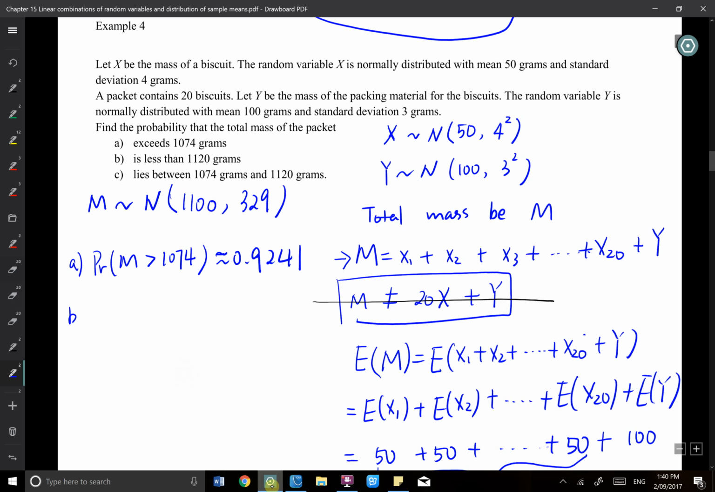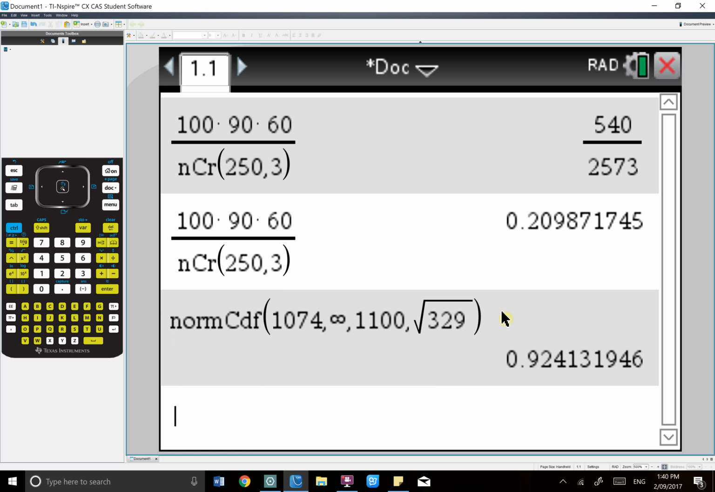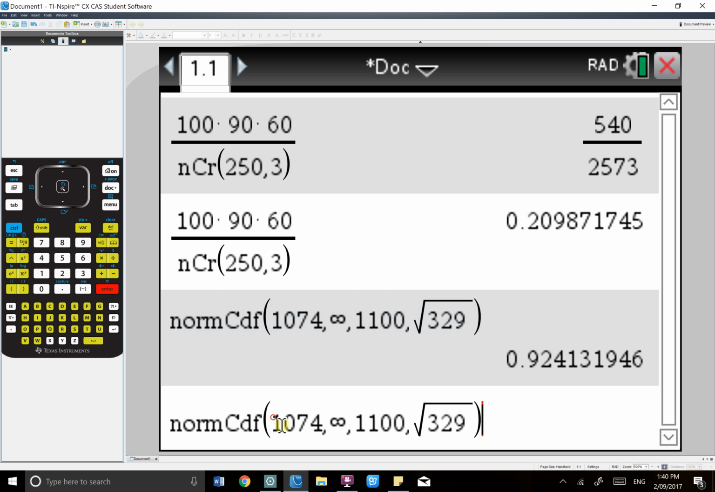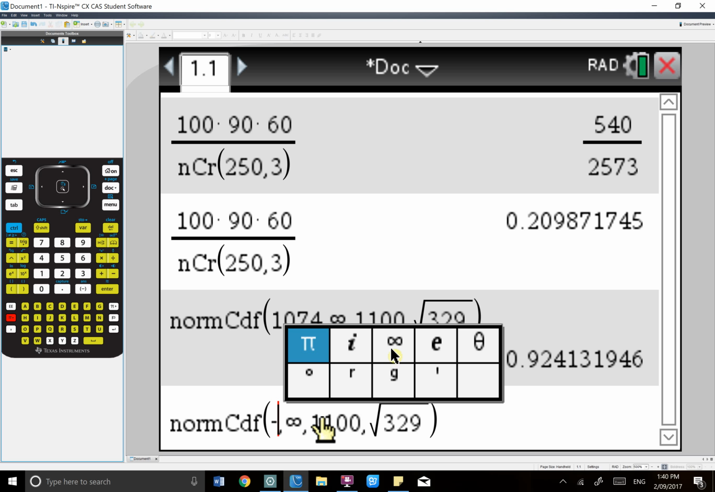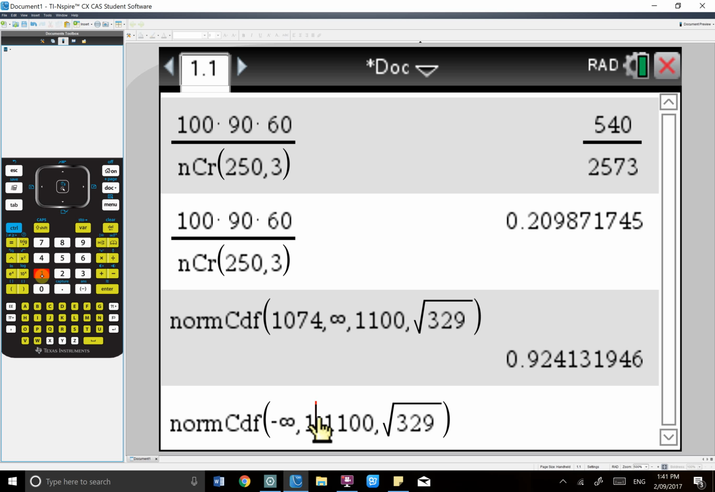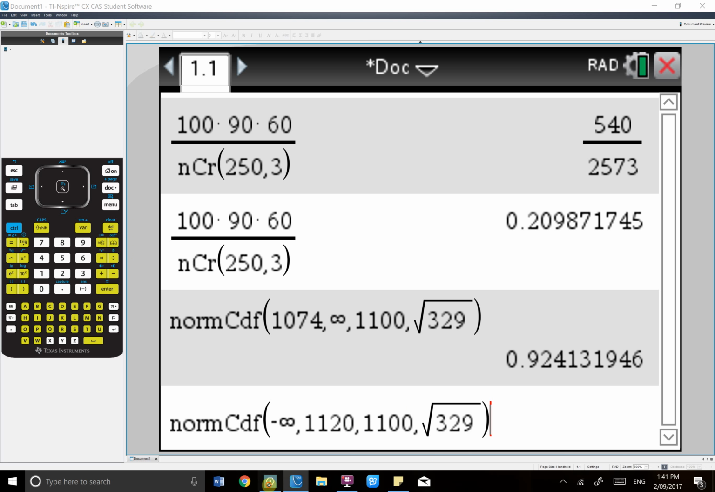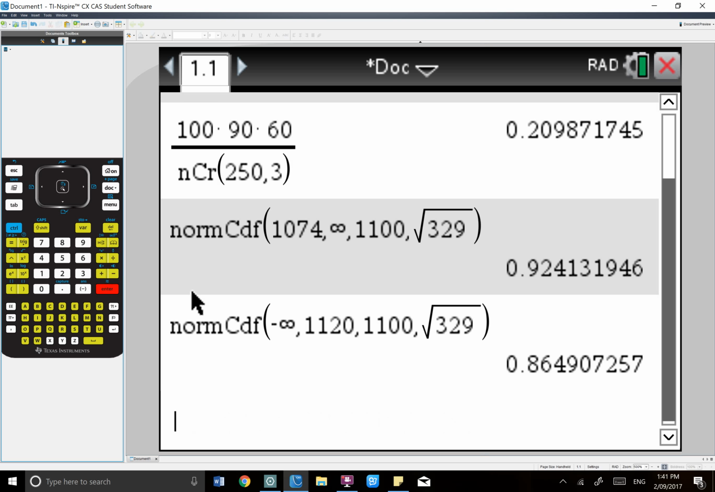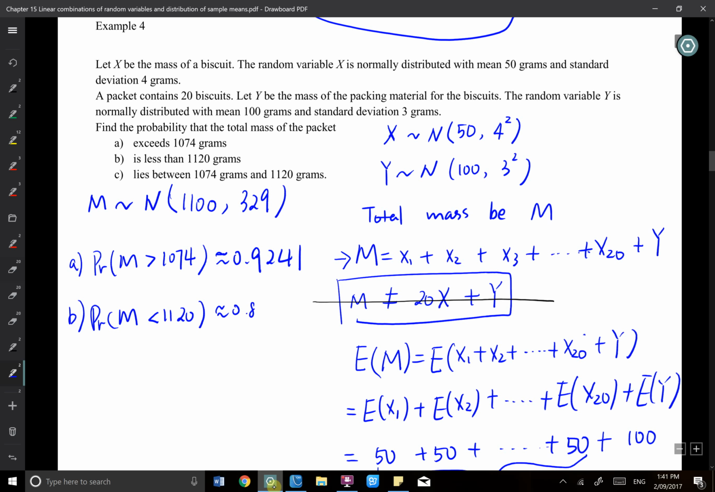Okay, next one, less than that. The probability that M is less than 1120, with the same distribution. What you have is negative infinity to 1120 with the mean and standard deviation. The answer is 0.8649.